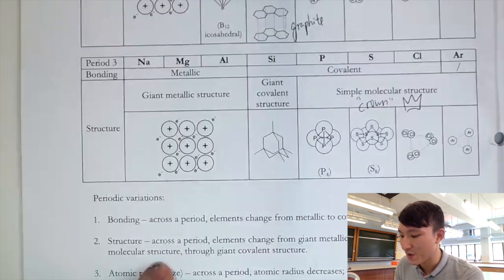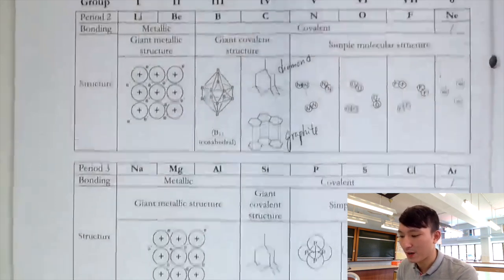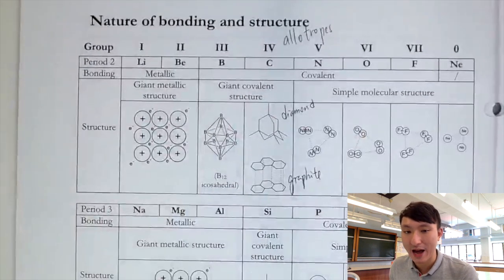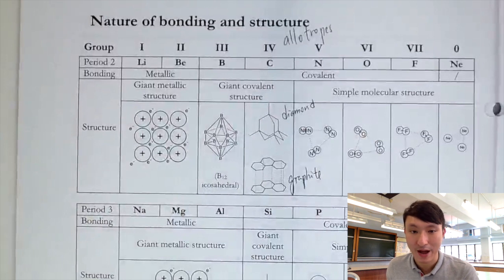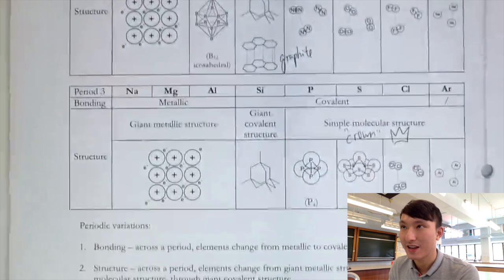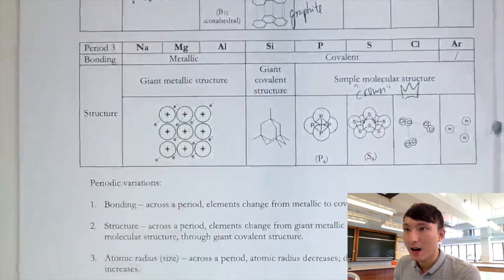But why don't we have giant ionic structure? Well, it's simple because we are talking about elements, right? For ionic compound, you must be referring to a compound, right? They are not existing in an element, okay?